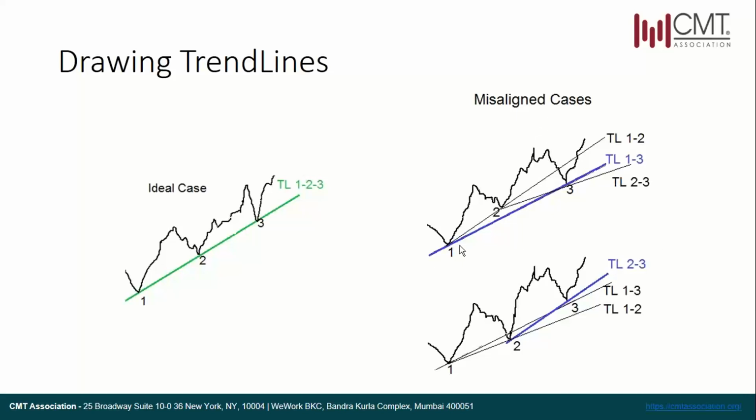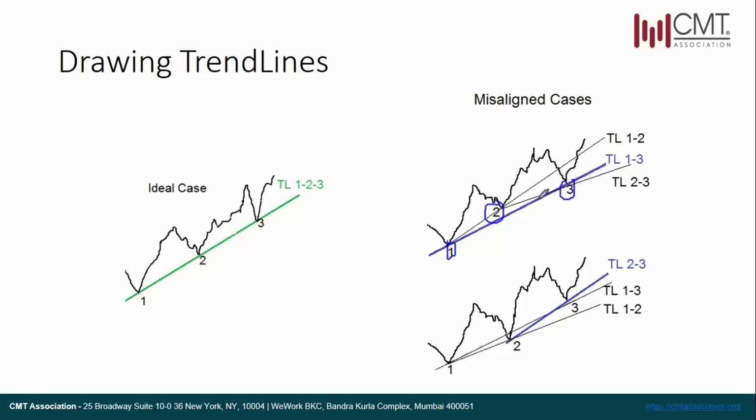Okay, so if you are looking at this particular trend line, this is point number 1, this is point number 2, and point number 3. As we can see, these 3 points are not really aligned to each other. So how exactly do you draw a trend line to find the support in this particular stock?